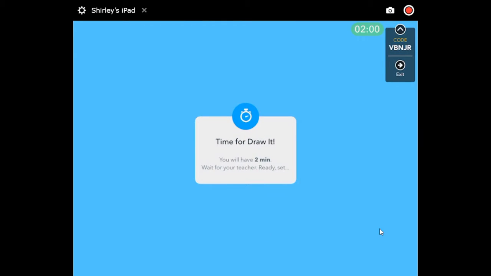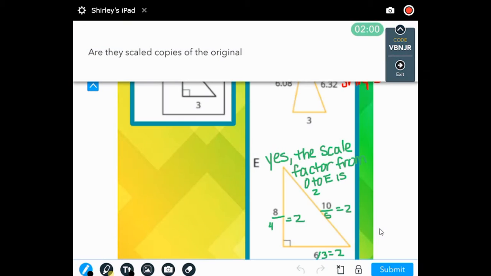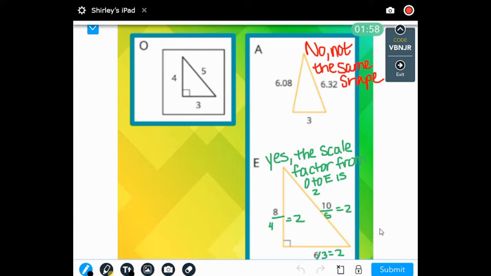Okay, what you're going to do right now, if you look at page 17, you can see a lot of different pairs of triangles. I'm going to send a pair of those triangles to your iPad in the draw activity. I just want you to try to figure out if either of them are scaled copies of the original. So you should be able to see your original triangle O, and then you have triangle A and triangle E. So are they scaled copies? Explain whether they are or are not.